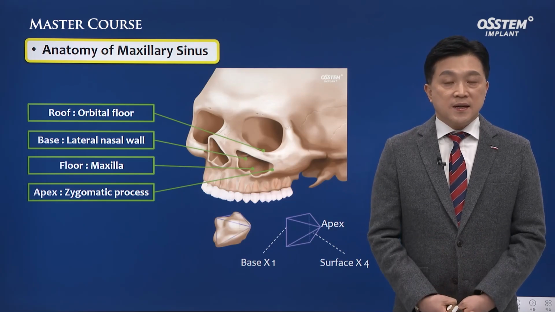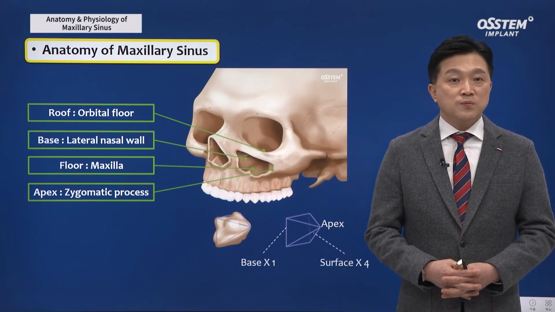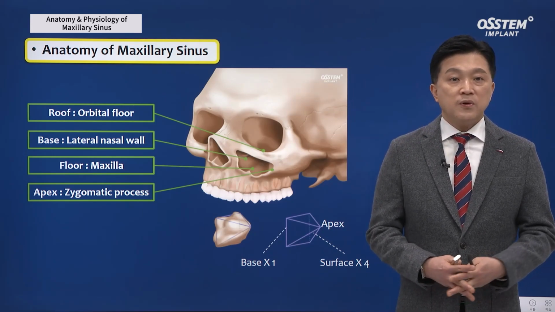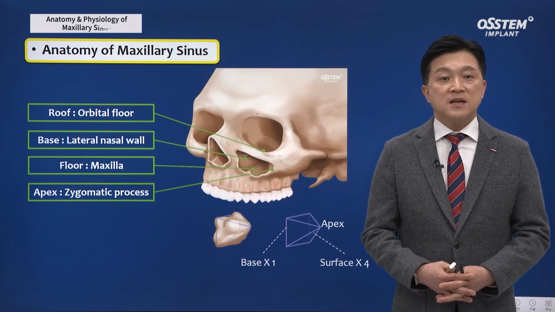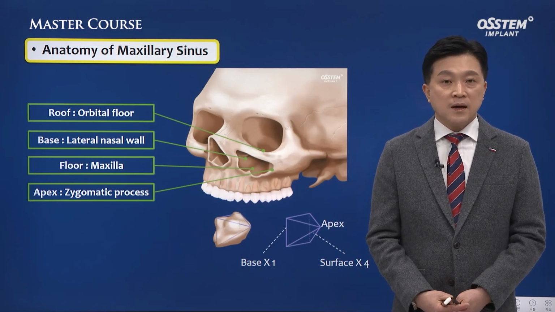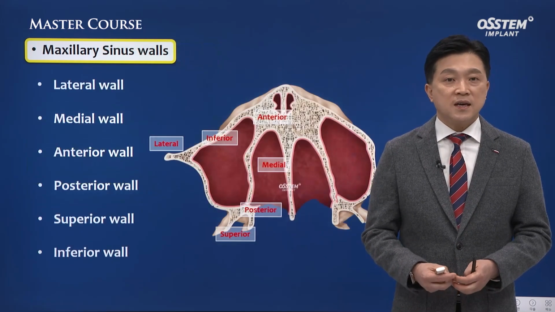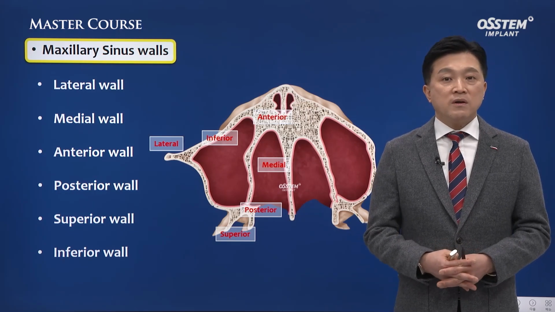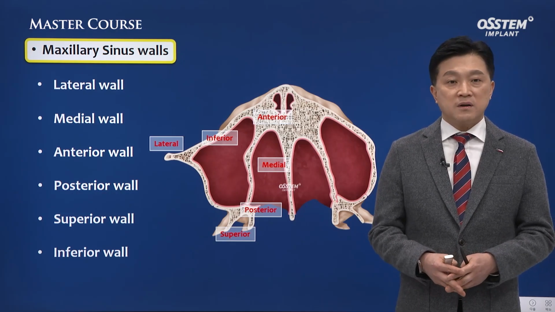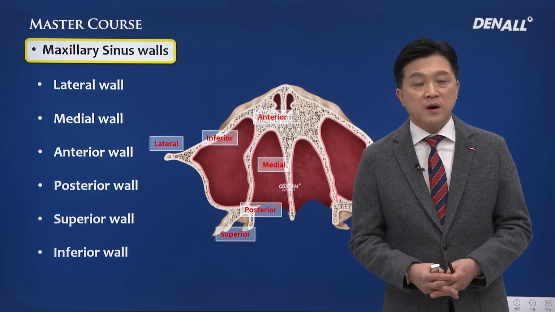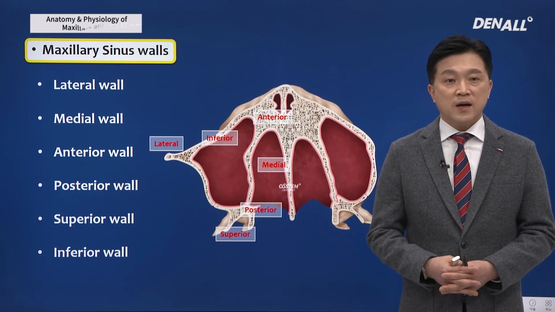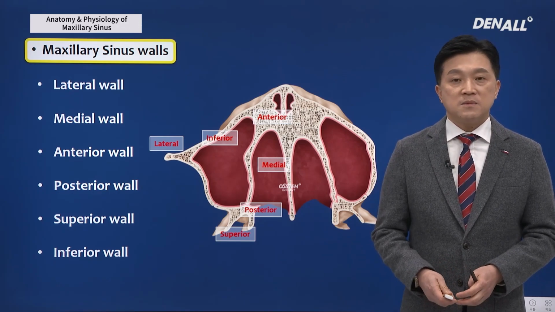If you take a closer look at the maxillary sinus, the roof is orbital floor, base, lateral nasal wall, floor, the maxilla, apex, the zygomatic process. It has quadrangular pyramid type of form. If you look at the maxillary sinus wall, there's lateral wall, medial wall, anterior wall, posterior wall, superior wall, and inferior wall. They're all important, and I want to talk about certain walls more specifically.